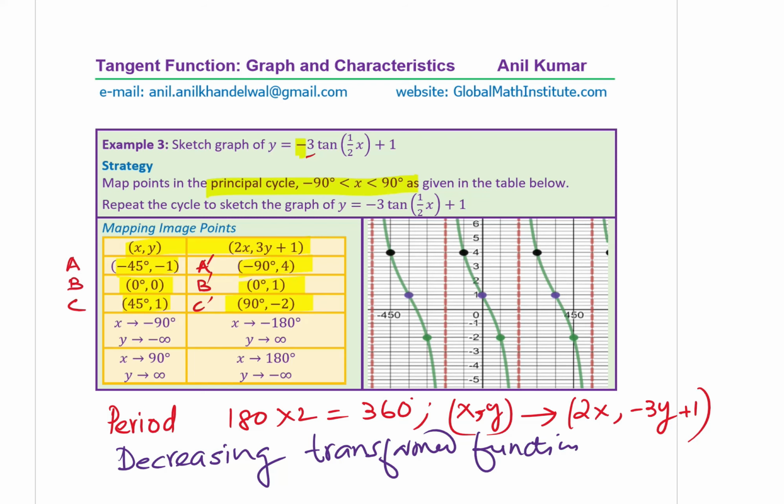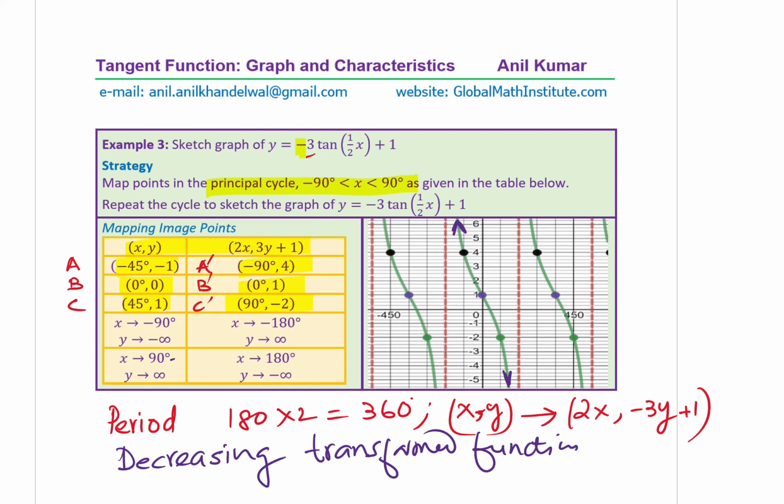Perfect. So when x is approaching minus 90, y is approaching minus infinity. But on the transformed function, when x is approaching twice minus 90, which is minus 180 degrees, y is approaching the negative infinity is negative, which is positive infinity. Got it. So we are showing this with this particular arrow here, correct? When x approaches 90 degrees for the original parent function, in the transformed case it becomes x approaching 180 degrees. In that case, y is approaching the negative infinity as shown here.